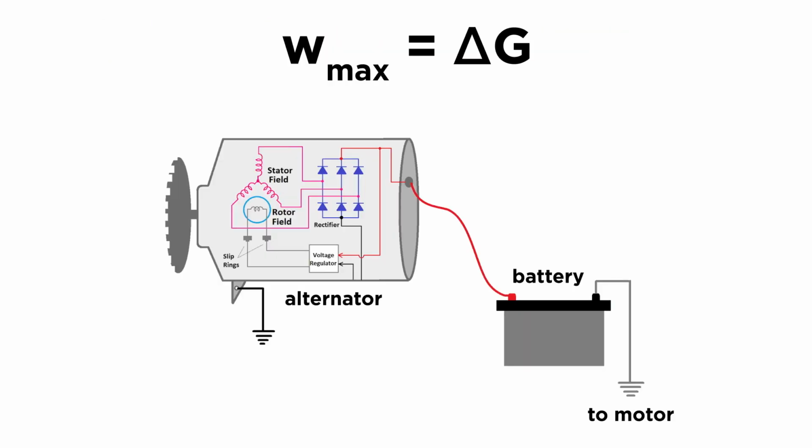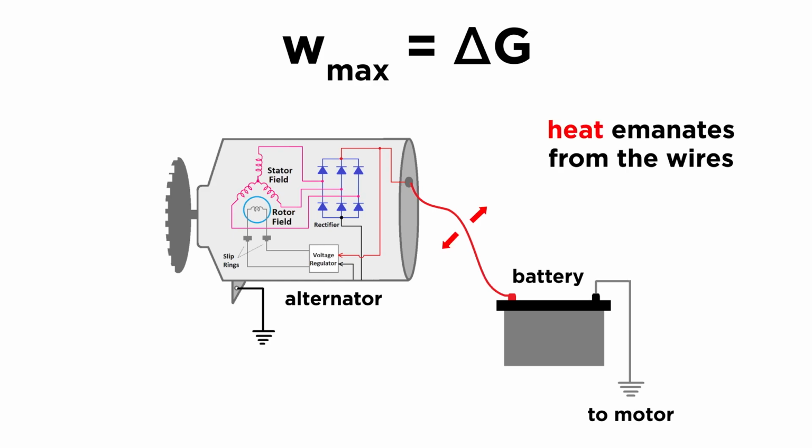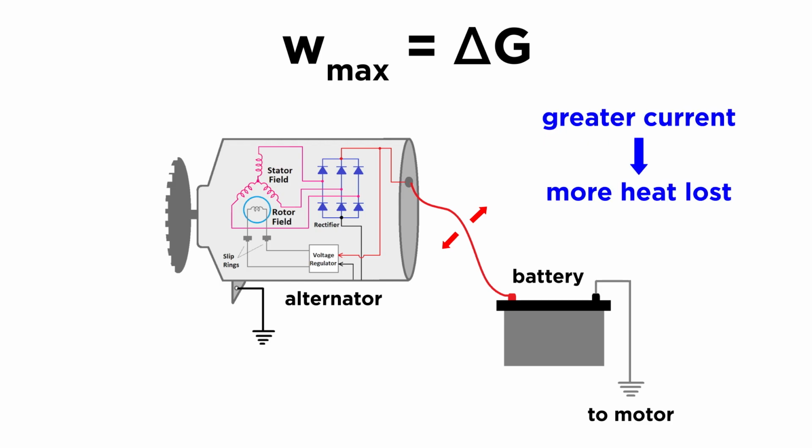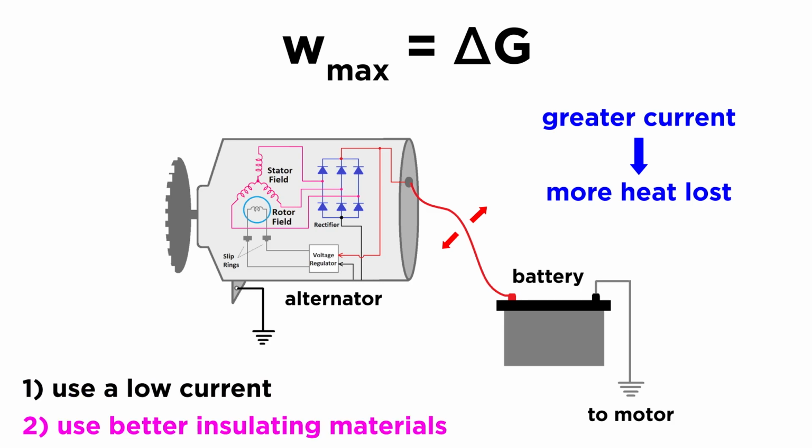Look at this diagram of an alternator which charges a battery, which then discharges to the starter motor. As the current flows through the wires, some of the energy is lost as heat emanates from the wires. The greater the current, the more heat that is lost. This can be minimized by utilizing a low current or using better insulating materials, but ultimately the only situation that would involve zero heat loss would be zero current.